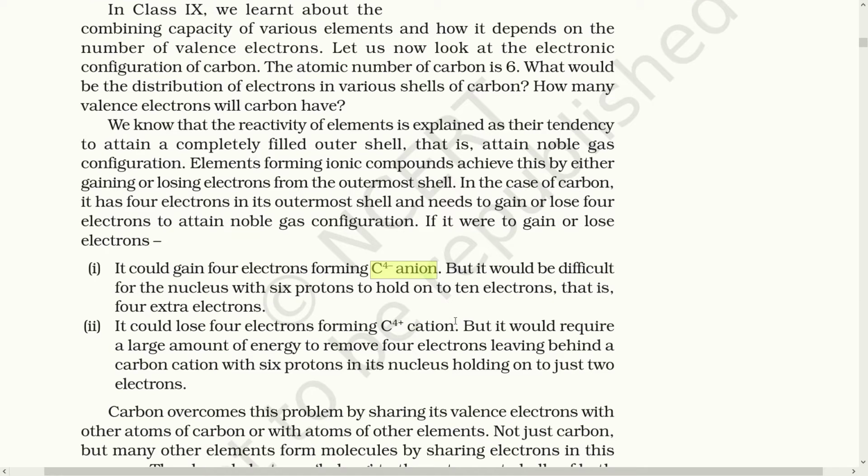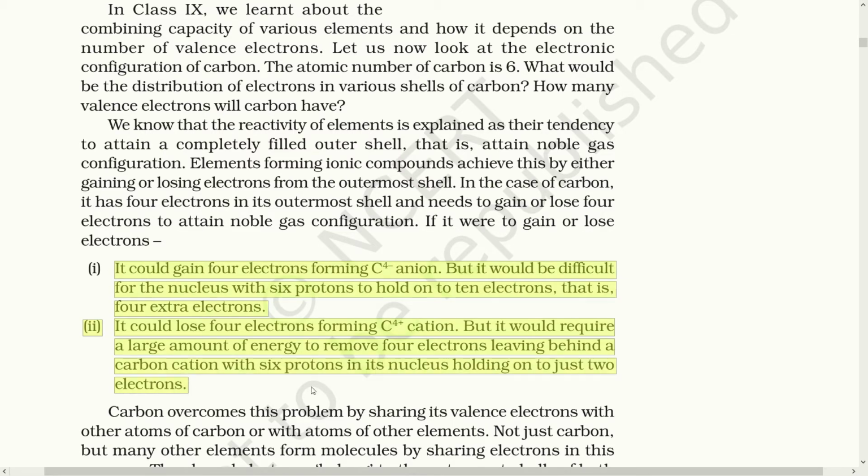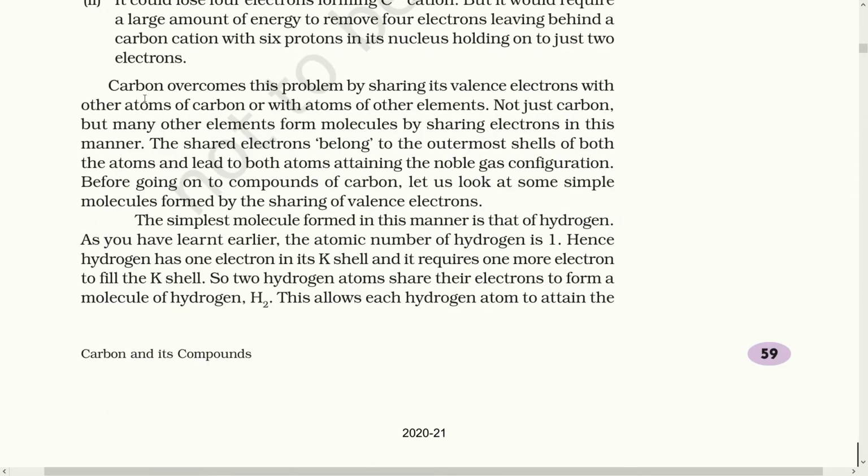Second, if it loses 4 electrons forming a cation, it would require a large amount of energy to remove 4 electrons, leaving behind a carbon cation with 6 protons in its nucleus holding on to just 2 electrons. So here also you can see that if carbon loses 4 electrons, it is not possible for the protons to hold on to only 2 electrons. In both conditions, it would create an imbalance in the formation of carbon compounds. So carbon overcomes this problem by sharing its valence electrons.